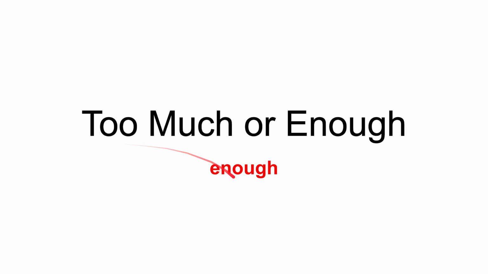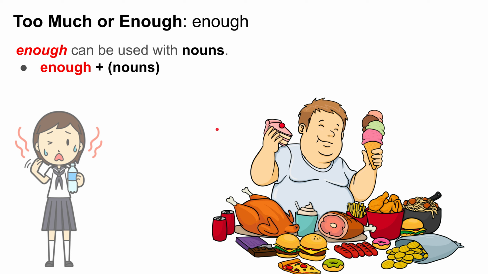Let's move on now and let's talk about enough. When we say enough, we mean it's sufficient. It's sufficient. No more is needed and no less is needed. It's just perfect. Let's look at an example here. Enough can be used with nouns. Usually, enough comes before the noun, and these can be both countable and uncountable.